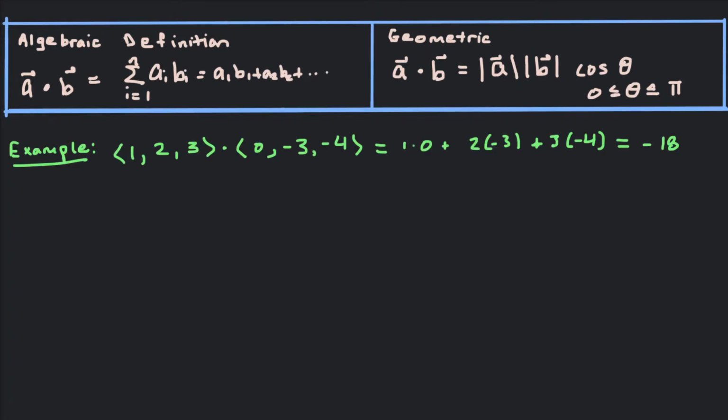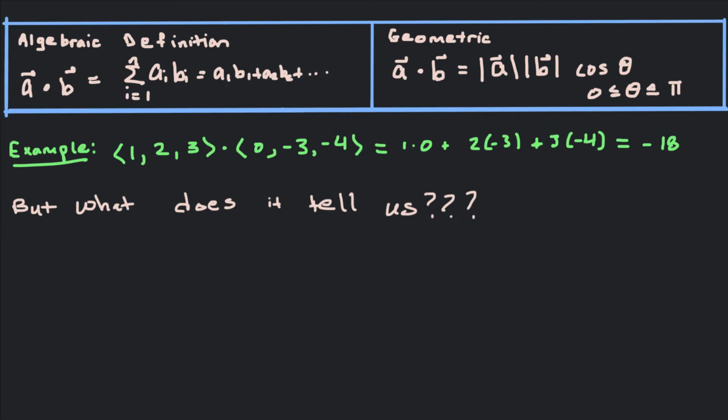So let's look at a quick example, just using the algebraic definition. If we want to take the dot product of these two vectors, we would take this vector, 1, 2, 3, dot product with 0, negative 3, negative 4, and I multiply the corresponding components together: 1 times 0, plus 2 times negative 3, plus 3 times negative 4. That would give me 0 minus 6 minus 12, which is negative 18. So that's a quick application of the algebraic definition.